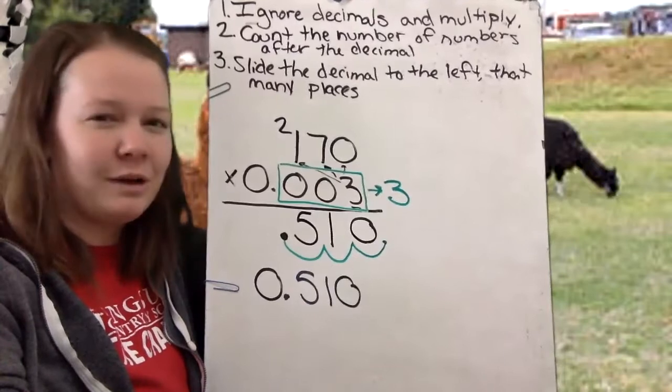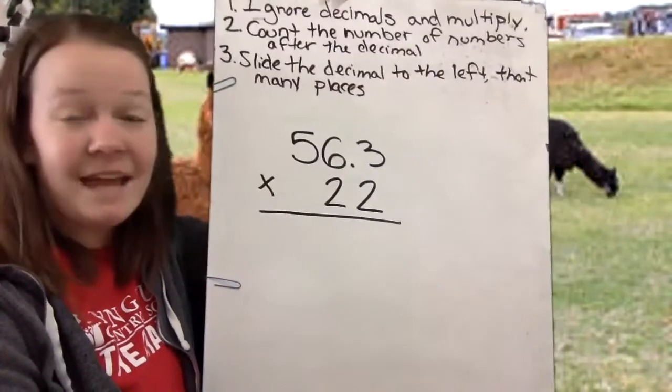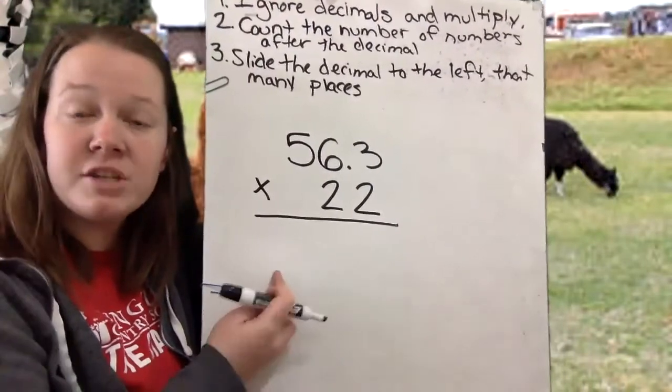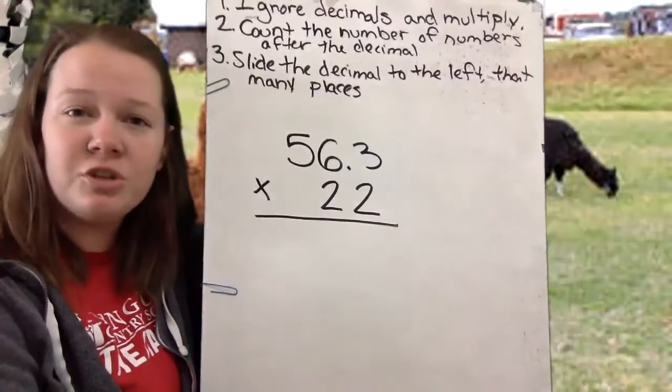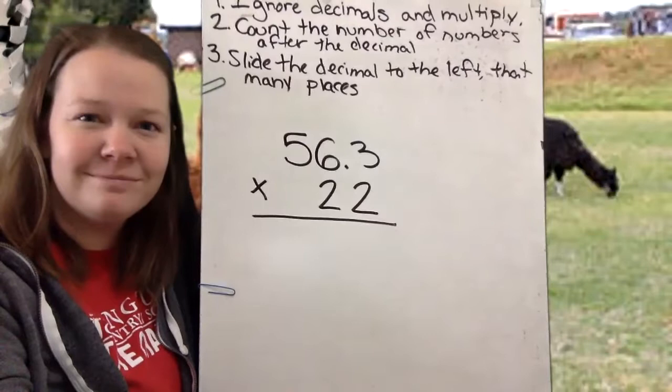Let's see if you can do this one on your own. All right, so here it is. You have 56 3/10 times 22. Okay, I want you to pause this video right now and try solving this problem using whatever strategy works best for you, and then you can check to see if you got it right. All right, give it a go.